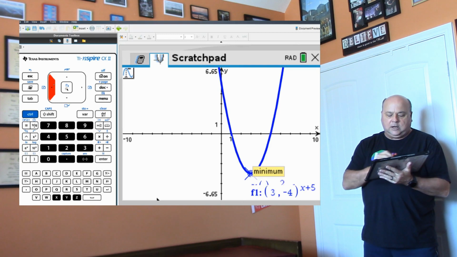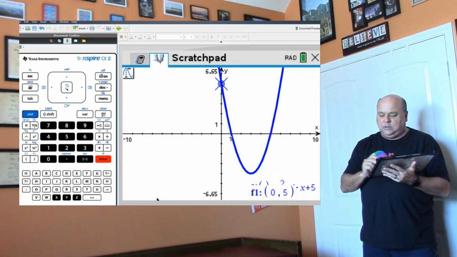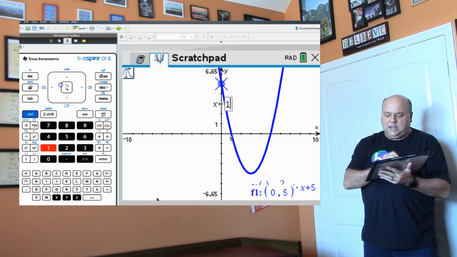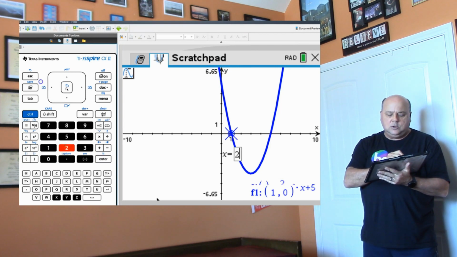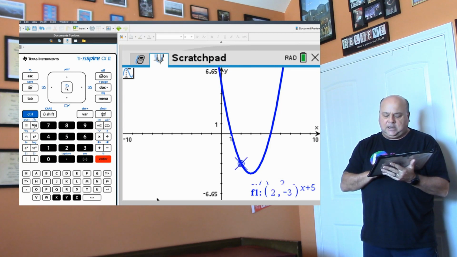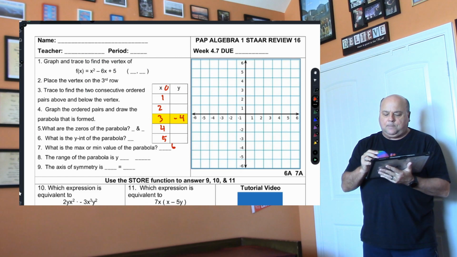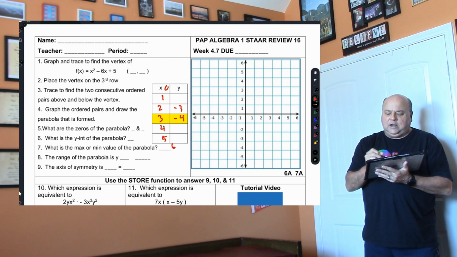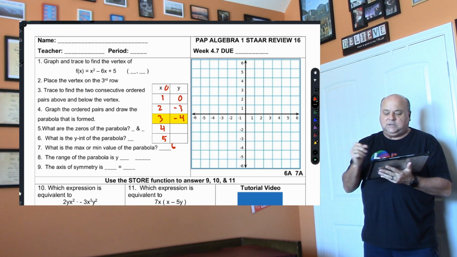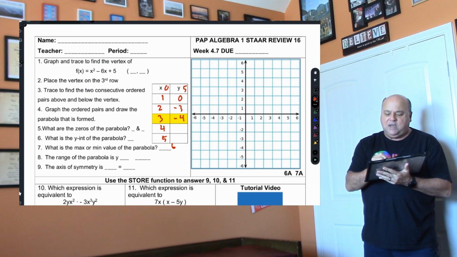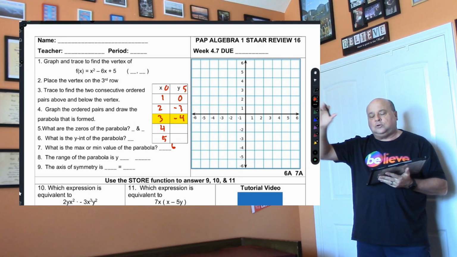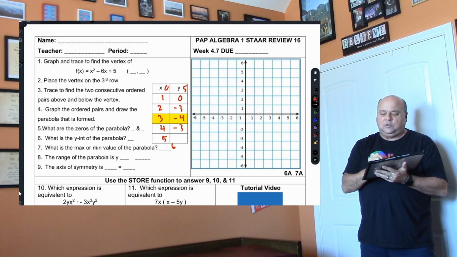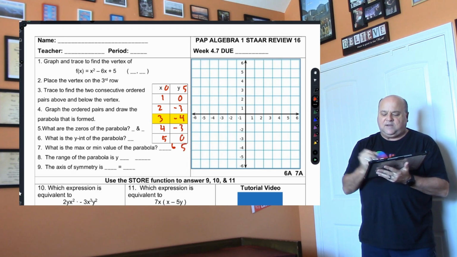So we're going to go to our calculator. 0, enter. 0 is at 5. 1, enter. 1's at 0. 2, enter. And 2's at negative 3. So I'm going to go to my paper. 2 was negative 3. 1 was 0. And 0 is 5. And remember, since this is symmetrical, the numbers are going to flip. So this will be negative 3, 0, and 5.